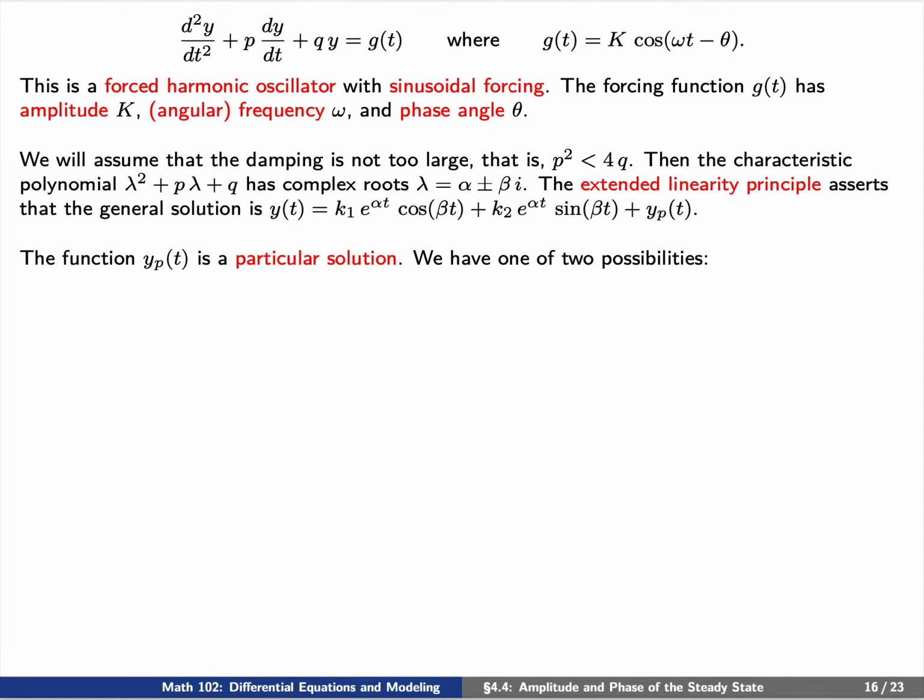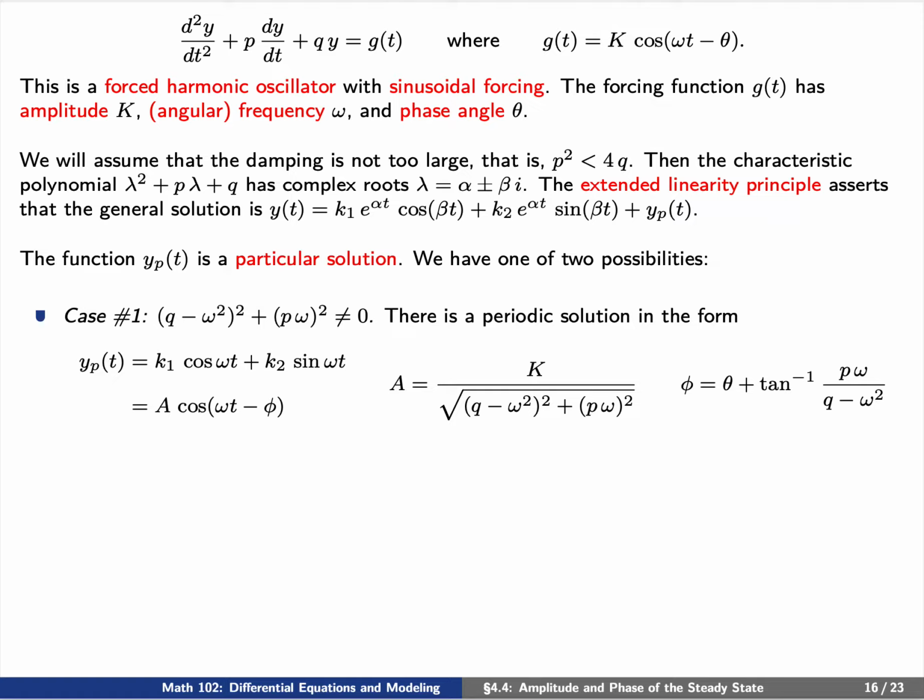This function y sub p of t is called a particular solution, and we found up to this point in the course that we have two possibilities. In the first case, let's say that q minus omega squared squared plus p omega squared does not equal 0. Then there is a periodic solution of the form y sub p equals capital A times cosine omega t minus phi, where capital A we can express as capital K divided by the square root of q minus omega squared squared plus p omega squared, and phi, our phase, equals theta plus the arctangent of p omega divided by q minus omega squared.